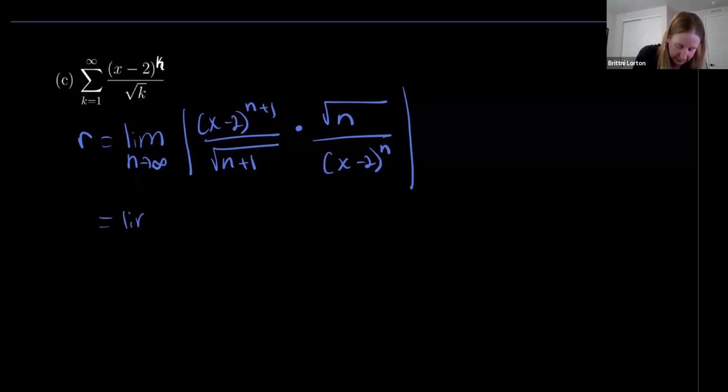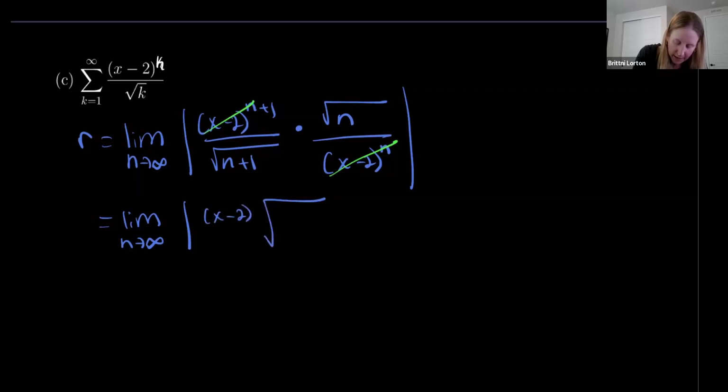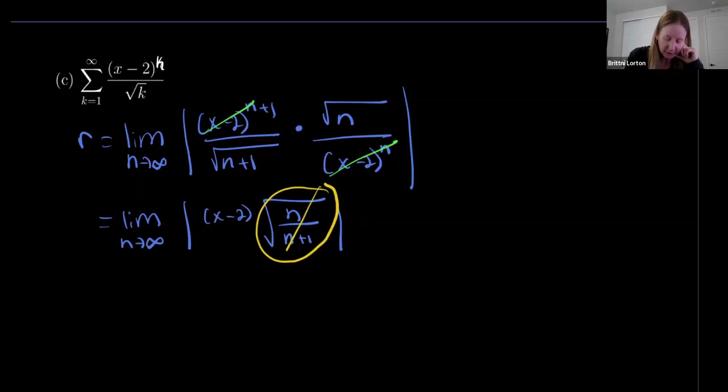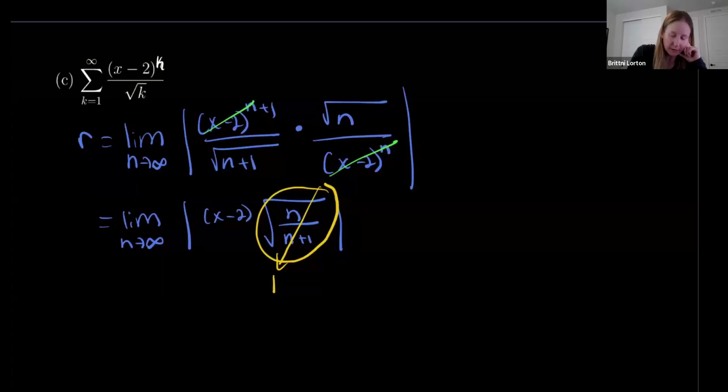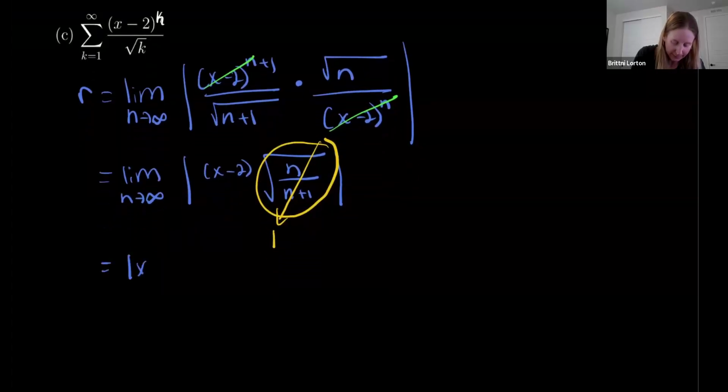Some things are going to simplify, and I have the limit as n goes to infinity. One of those (x minus 2) to the n's cancel, and I have (x minus 2) to the 1, and I have a square root of n over the square root of n plus 1. When they're both under the square root, I just put one big square root. And then I take the limit as n goes to infinity, and you can do L'Hopital's rule, 1 over 1 is 1, and the square root of 1 is 1. So I ended up with the absolute value of x minus 2.